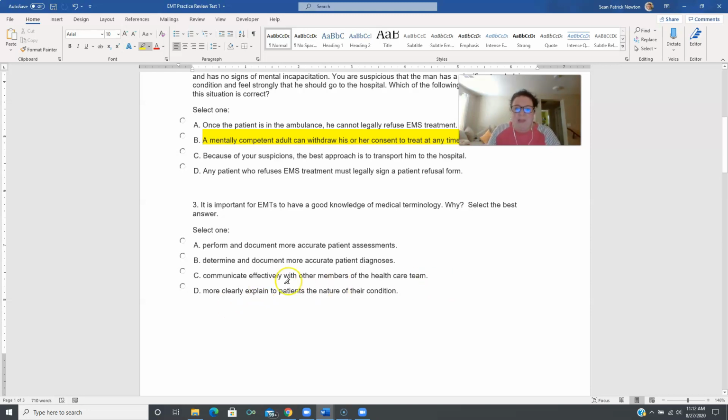Communicate effectively with other members of the healthcare team. That's a really good answer, if we all want to speak the same language and understand each other. And explain more clearly to patients the nature of their condition. No, we don't explain to patients using medical jargon or medical terminology that they don't understand. We explain using clear and simple language. So the best answer here is communicate effectively with other members of the healthcare team.